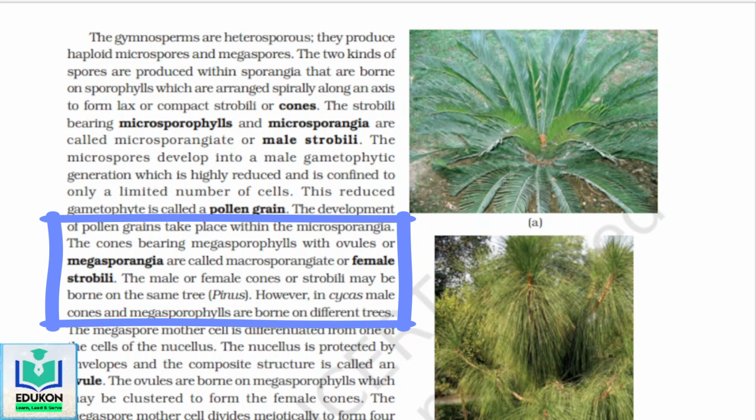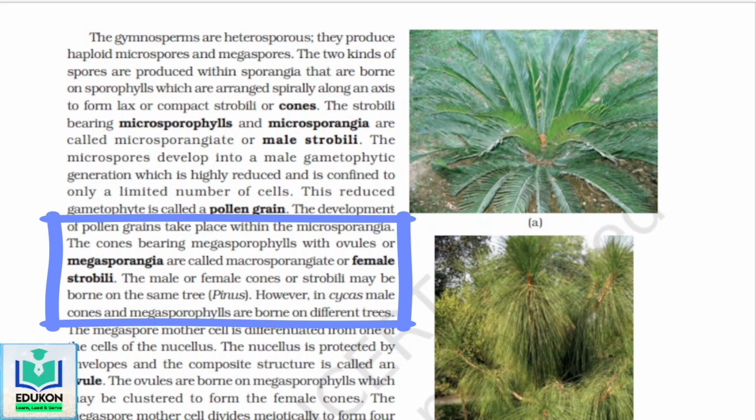The cones bearing megasporophylls with ovules or megasporangia are called macrosporangiate or female strobili. The male or female cones or strobili may be borne on the same tree, like Pinus. In Pinus, the male and female cones are present on the same tree. However, in Cycas, male cones and megasporophylls are borne on different trees. Okay? So in Cycas, it is in different trees.